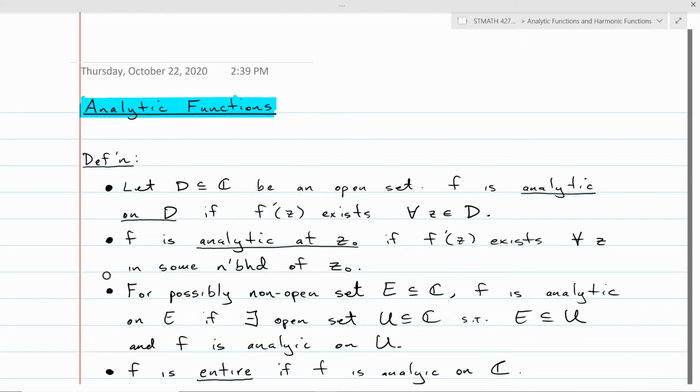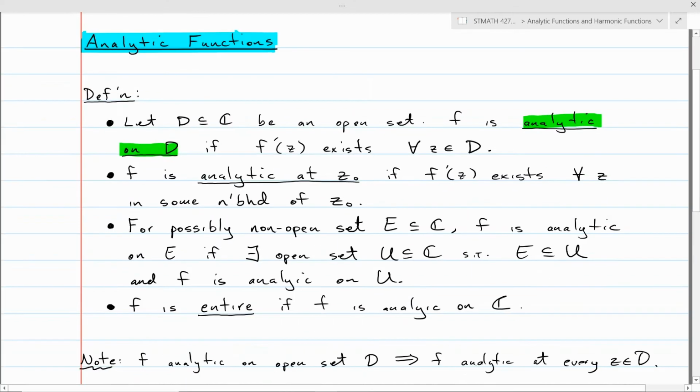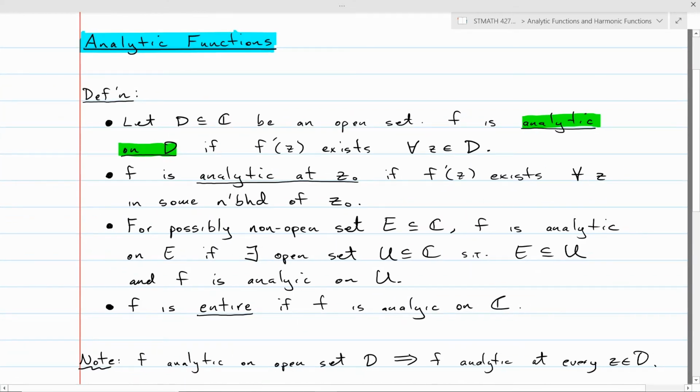The first one is, if we take D to be just an open set in the complex plane, then we're going to say f is analytic on D to mean that f prime of z exists at every point in that set D. And then when we talk about a function being analytic at a point z naught, that's going to mean that the derivative f prime of z exists for every z in some neighborhood of z naught.